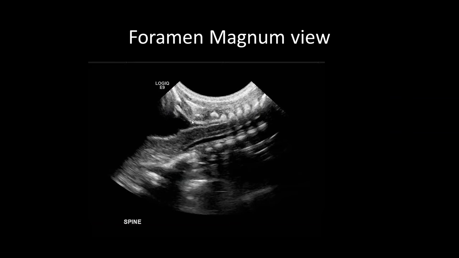So we're coming up here, we can see the spinal cord, the echogenic line of the spinal cord. We can see the vertebrae. And we can start seeing the medulla and looking up to the pons, and we can see a generous cisterna magna.